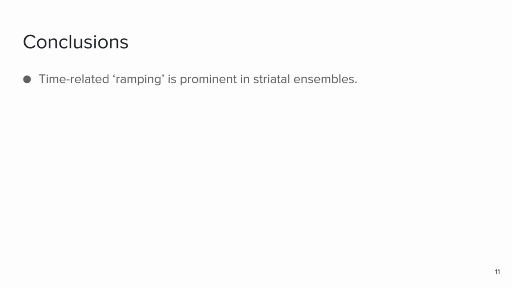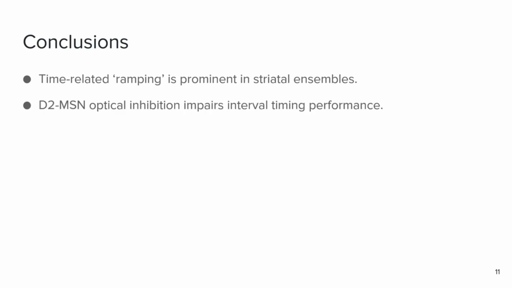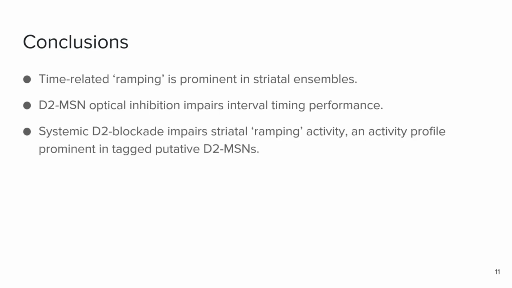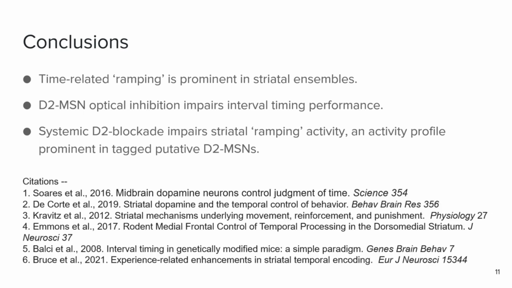In conclusion, time-related ramping is prominent across striatal ensembles, a process we attempted to describe with linear models. Additionally, D2 optical inhibition appears to robustly impair interval timing performance. Finally, DRD2 blockade impaired striatal ramping activity, a profile which appeared to be particularly prominent amongst our tagged putative D2 MSN population.